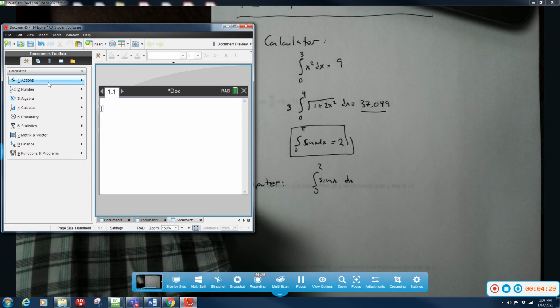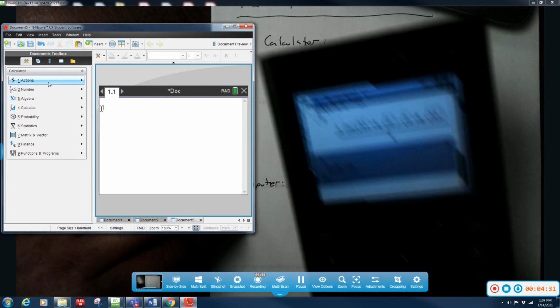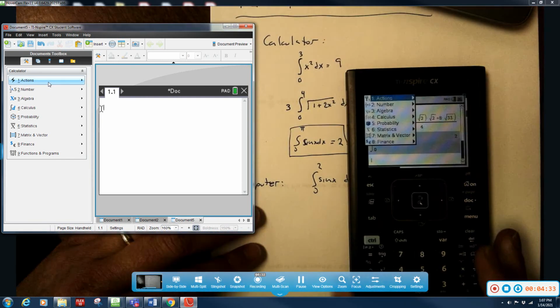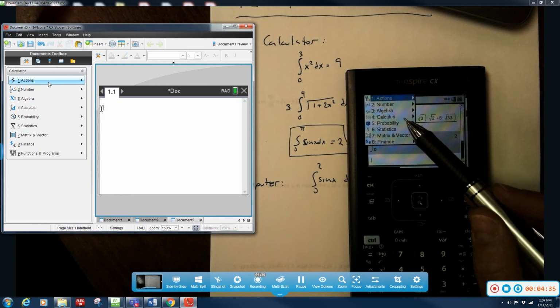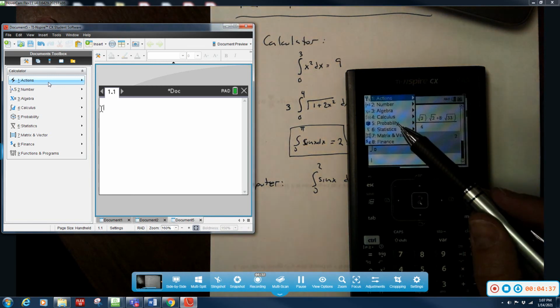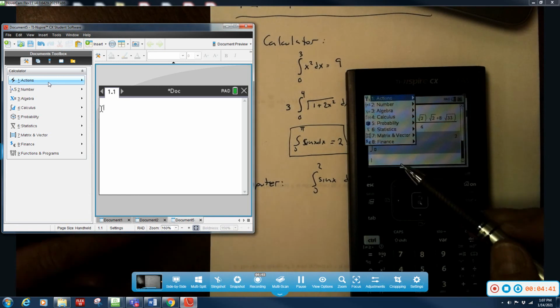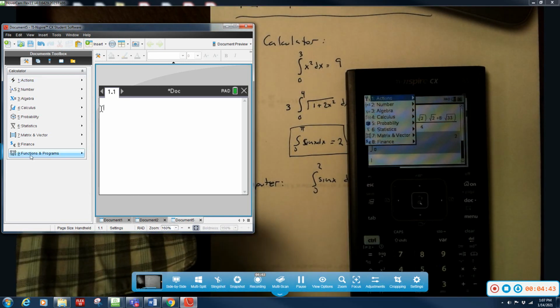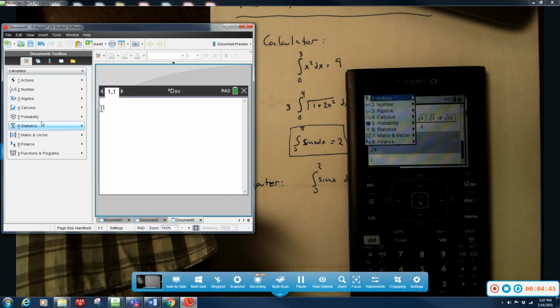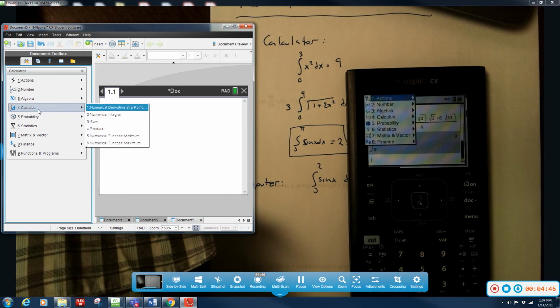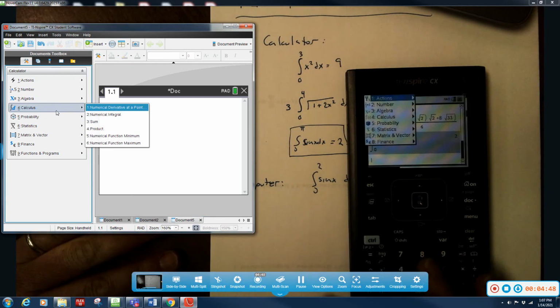And over here on the left, you have your actions. This is like your menu button. Take a look. Actions, number, algebra, calculus, probability, statistics, matrix vector, finance, functions and programming. It has other ones too down here. All right. So we're doing calculus. So I'm going to press calculus.